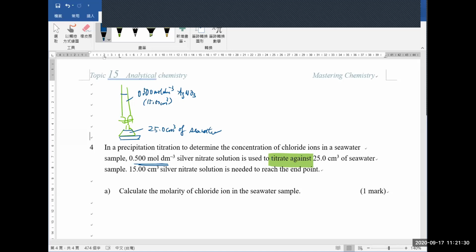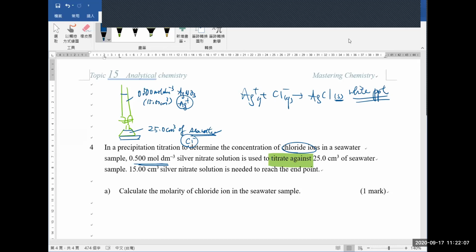Okay, so what would be the expected observation? It's not just memorizing but understanding as well. So in the seawater, we have chloride ion, right? We have silver ion and chloride ion reacting together. So the main reaction we are considering is silver ion and chloride ion forming silver chloride, which is a white PPT. White powdery substance is formed.